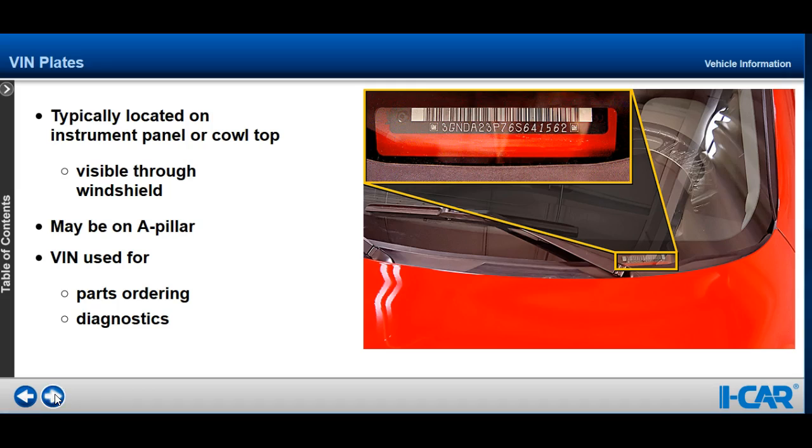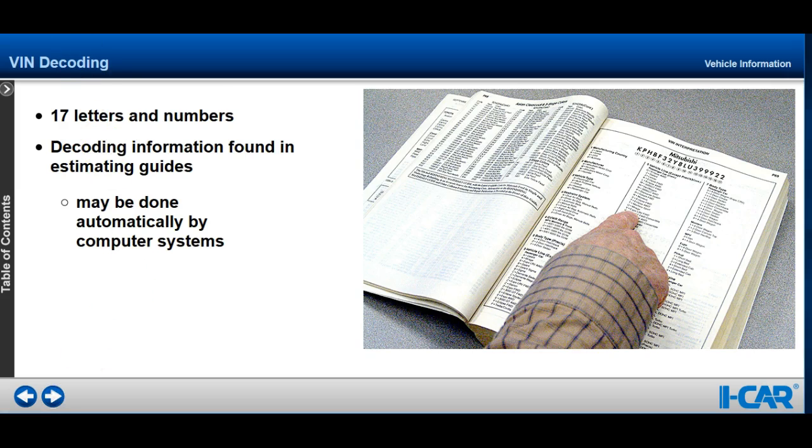As we move along, VIN plates, where are they located? Typically they're in the dash on the driver's side windshield where they're going to be visible. You'll also see them on the A-pillar. Now, what is a VIN for? It tells us tons of stuff, but mainly it will help us in parts ordering because it will ensure that we get the proper trim package and everything as we go. It also helps with diagnostics if we're using scanners and things of that nature, to make sure that we have the proper car for what we're actually doing, okay?